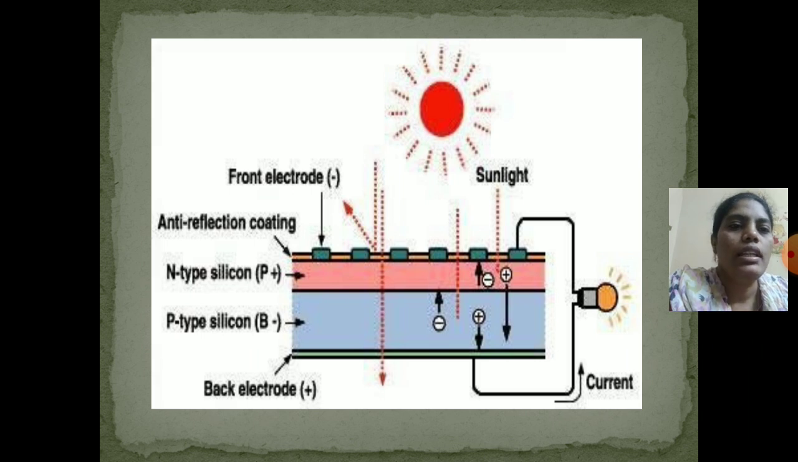And we can see a back electrode and front electrode. These are connected to an electrical external circuit, which shows us that electric current is produced in the p-n junction diode.